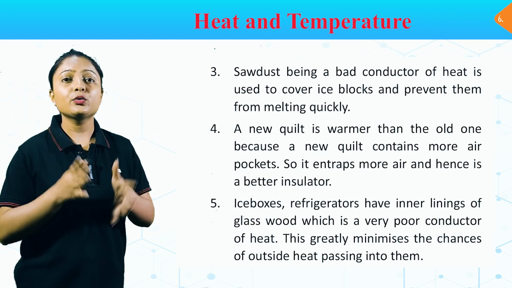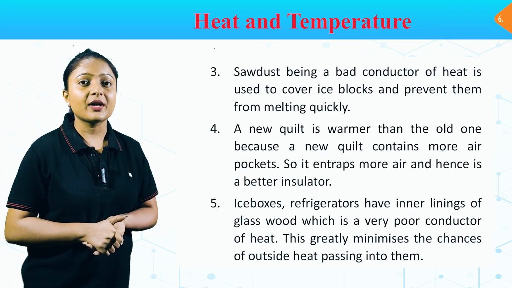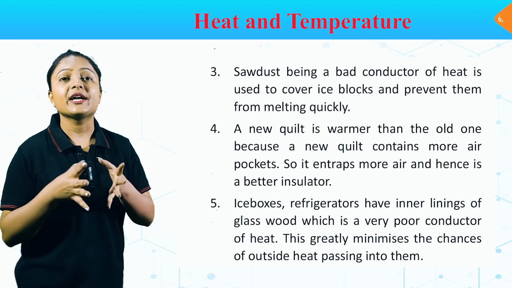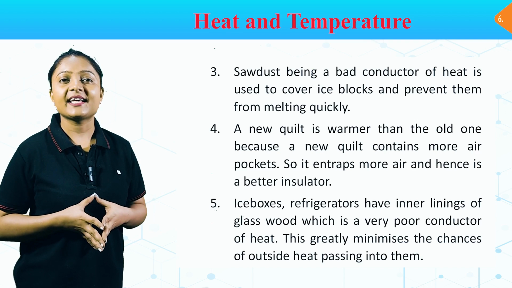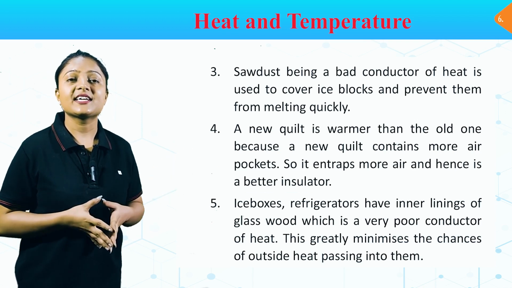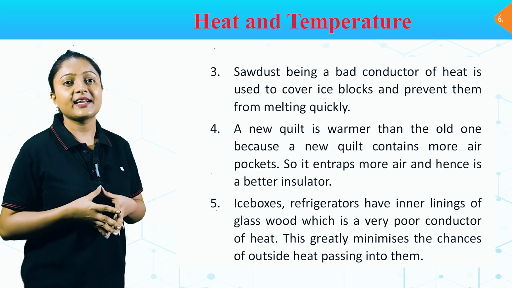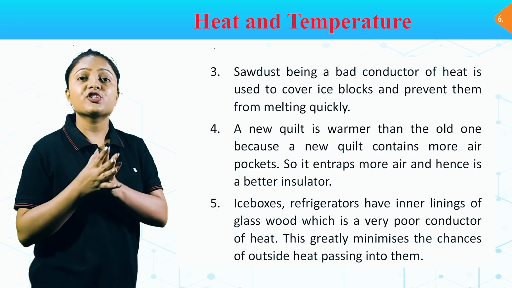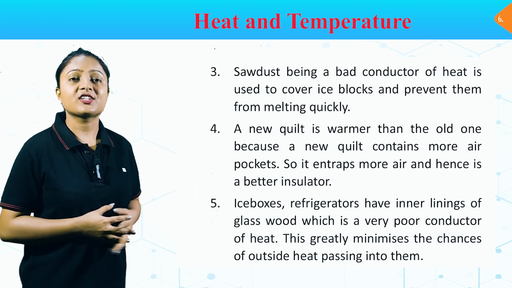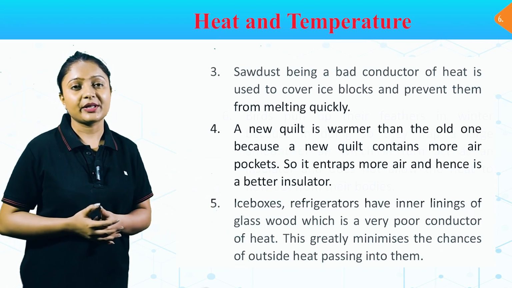Number 4, a new quilt is warmer than the old one because the new quilt contains more air pockets, so it entraps more air and hence is a better insulator. Number 5, ice boxes and refrigerators have inner linings of glass wool, which is a very poor conductor of heat. This greatly minimizes the chance of outside heat passing into them.